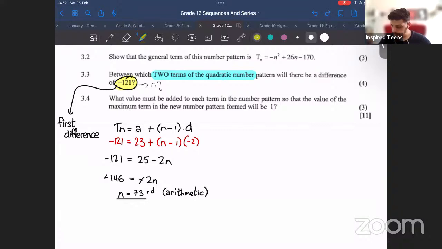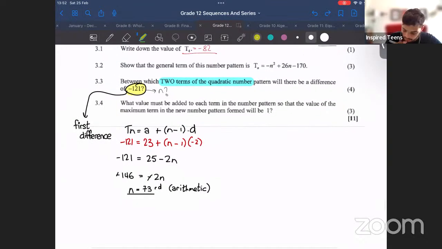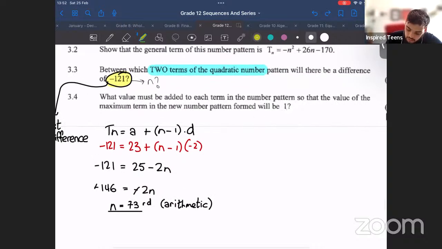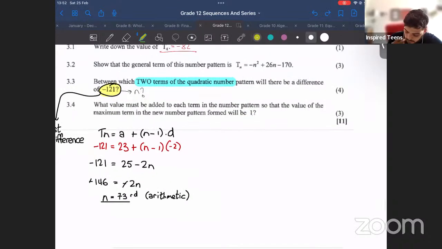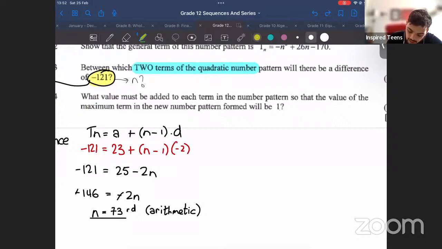What value must be added to each term in the number pattern so that the value of the maximum term in the new number pattern formed will be 1? Okay, a lot to digest here. Short question, but a lot to digest. What value must be added to each term? That's what they want to know, so that the new maximum is going to be 1.